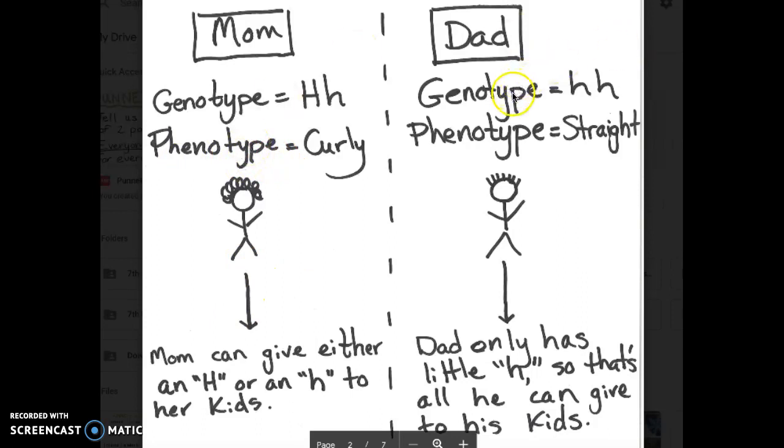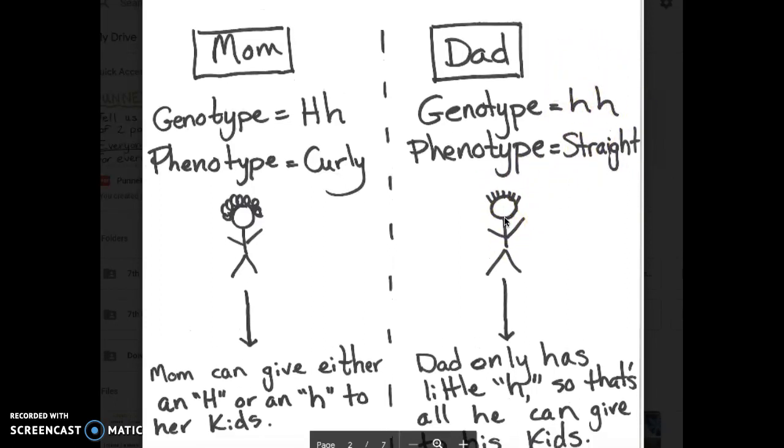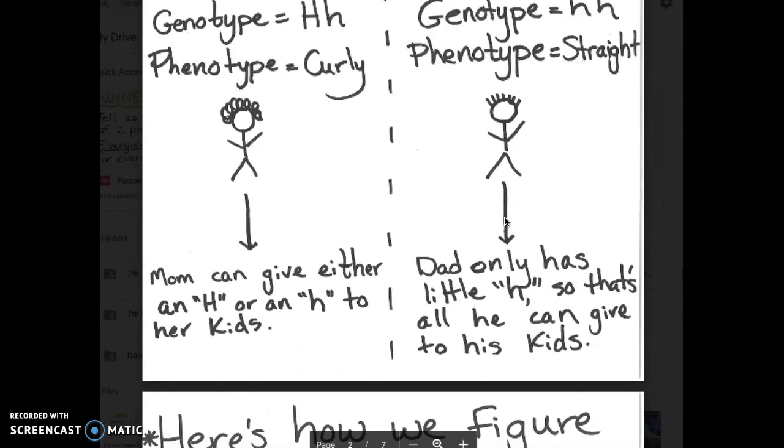Now dad has the genotype little h, little h. And since this genotype is homozygous for straight hair, his phenotype is also straight hair. He doesn't have anything hidden in his genes, because the only way you can get straight hair is if you have both of these recessive alleles. Okay? So then mom has these 2 options. She doesn't get to choose, but she can either pass a big H or a little h to her kids. Dad only has little h's, so that's the only thing he can give to his kids.